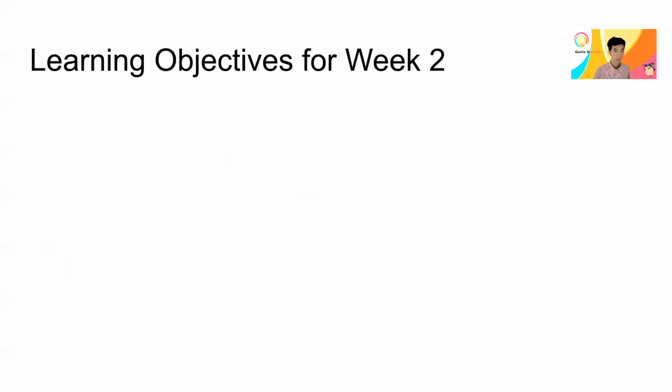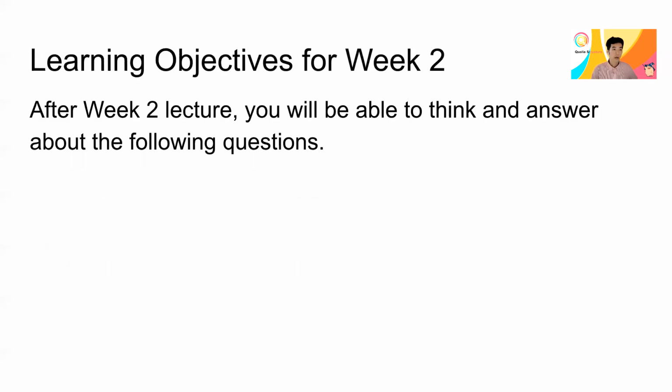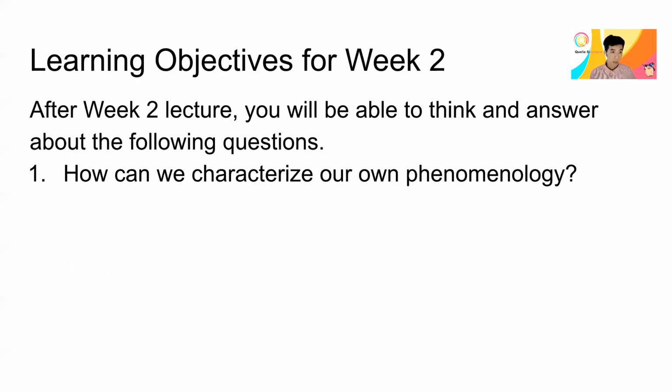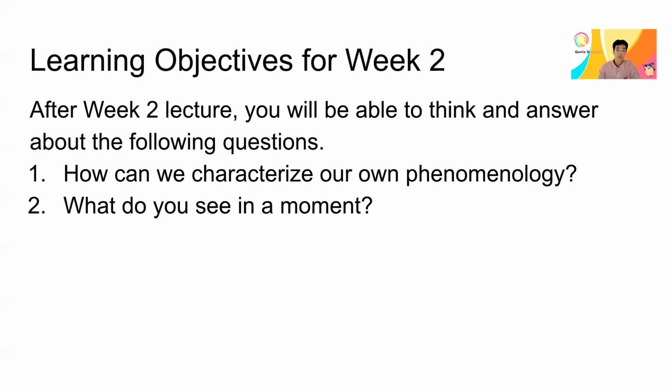So this week, we are going to extend this, and you'll be able to think and answer the following questions. First, how can we characterize our own phenomenology? So method-wise, we extend it. And second, what do you see in the moment? You might have thought about this before by yourself, by blinking on and off like this, and then trying to see how much you can see in a moment. And if you haven't, maybe you can do it right now.